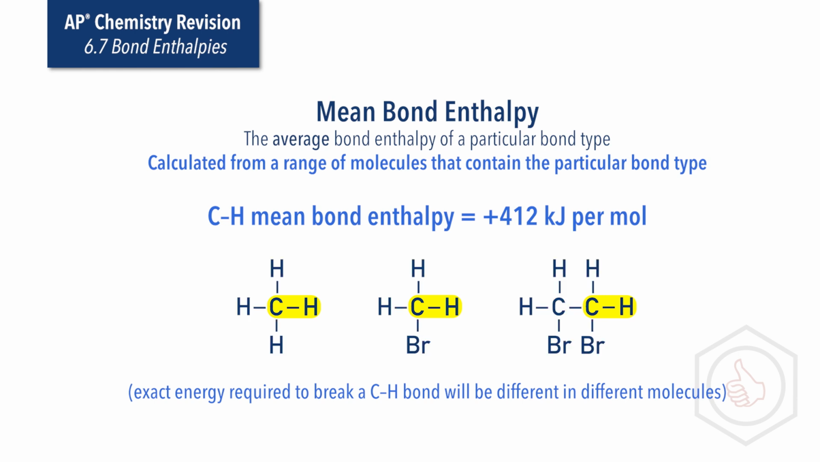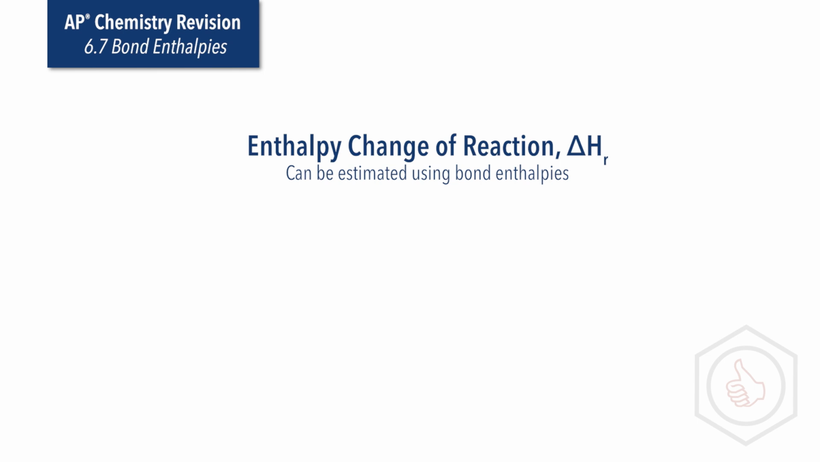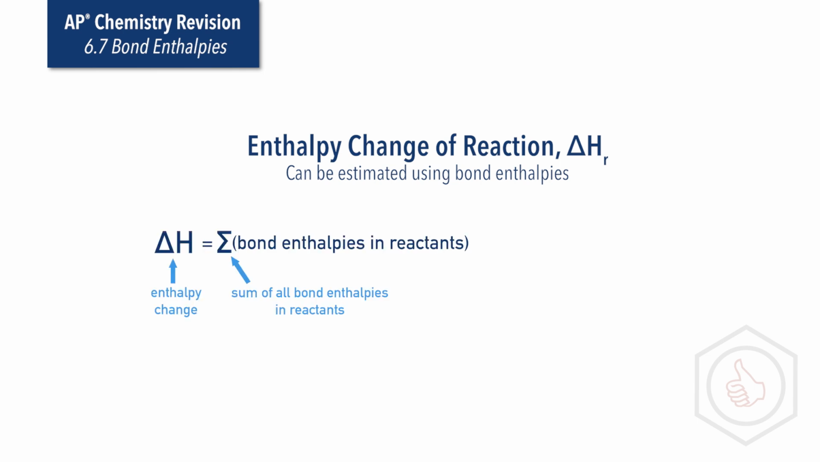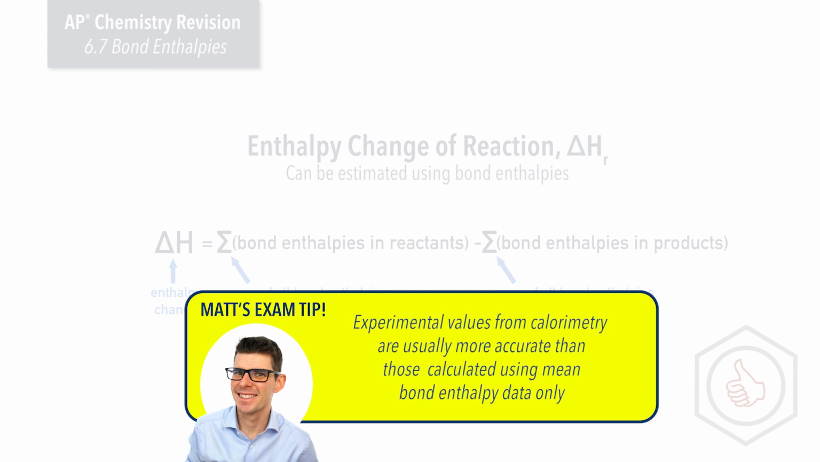Now, these differences are very small, however, you should be aware that because mean bond enthalpies are averages, enthalpy calculations using them are approximate compared to experimental values that we get from calorimetry experiments. The enthalpy change of a reaction can be estimated using: enthalpy change equals the sum of all bond enthalpies in reactants minus the sum of all bond enthalpies in products. Exam tip here, remember experimental values from calorimetry are usually more accurate than those calculated using bond enthalpies.